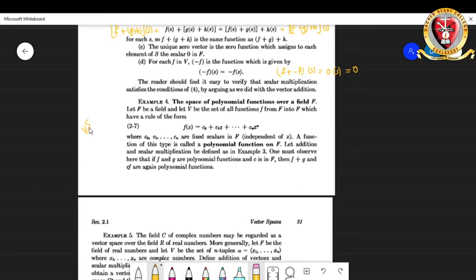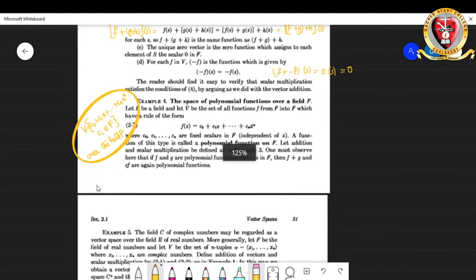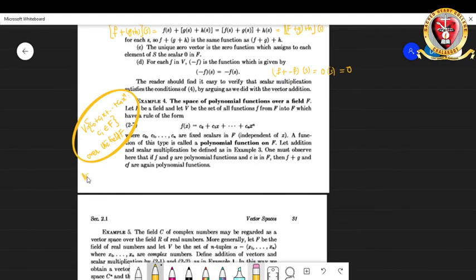Set of all functions of the form c0 plus c1x plus etc. plus cn x raised to n, where the ci's are coming from F, over the field F. Obviously, what should be specified is the addition and scalar multiplication also. How are they defined?